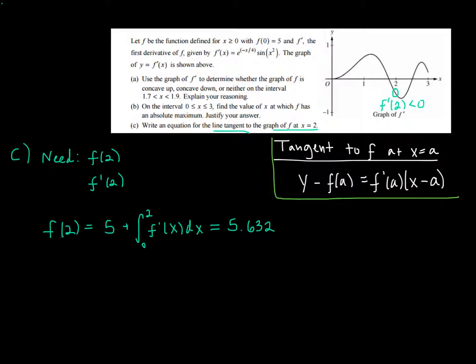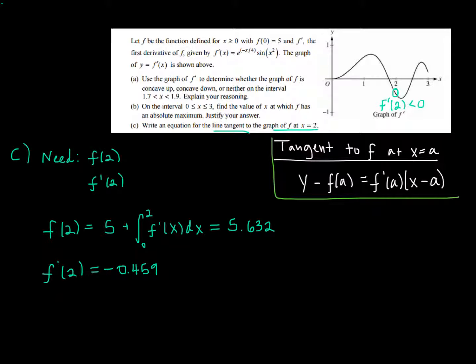This is the value of f of 2. And then f prime of 2 is pretty easy to evaluate. I'm simply going to evaluate my function f prime at 2. And doing so gives me negative 0.459. And that's what I expected. I expected a negative value between 0 and negative 1, and that's what I got.